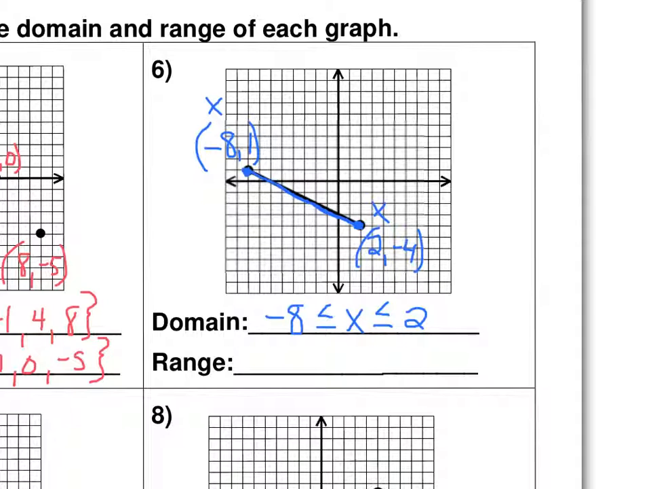Now let's look at the range. You can see this is your y value. Your y value begins with 1 and ends with -4. So we're going to write it the same way. So x is in between the 1 and it includes the 1 and the -4. So x is greater than or equal to 1 or less than or equal to -4.